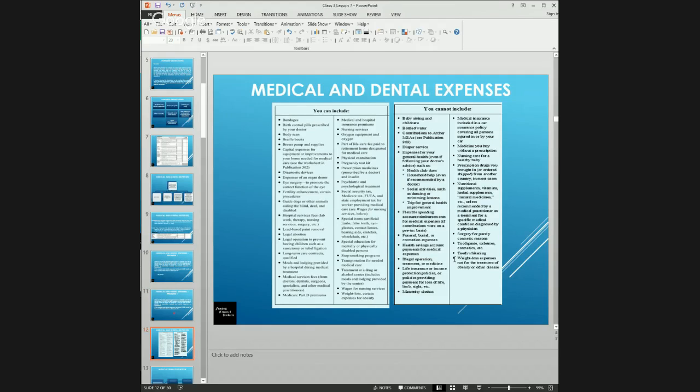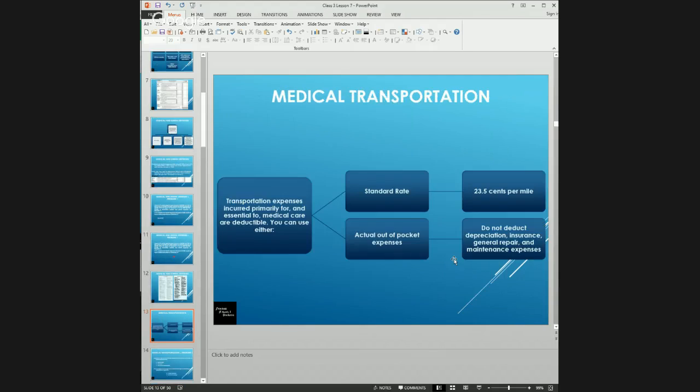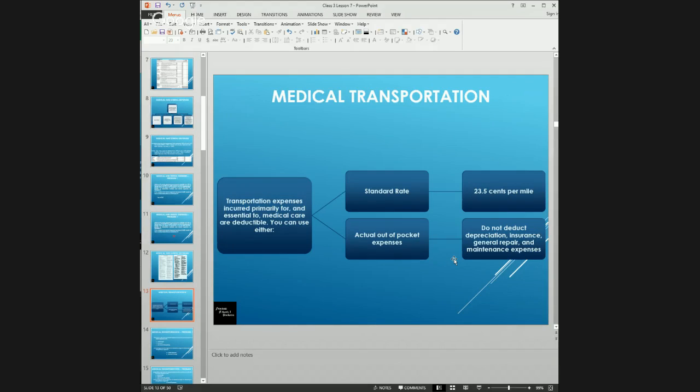Here we have, and this is right out of Publication 17, so you can go there and pull it down yourself, the medical and dental expenses that you can include and those that you cannot include when calculating your medical expenses for your deductions. Medical transportation is also something that is deductible.